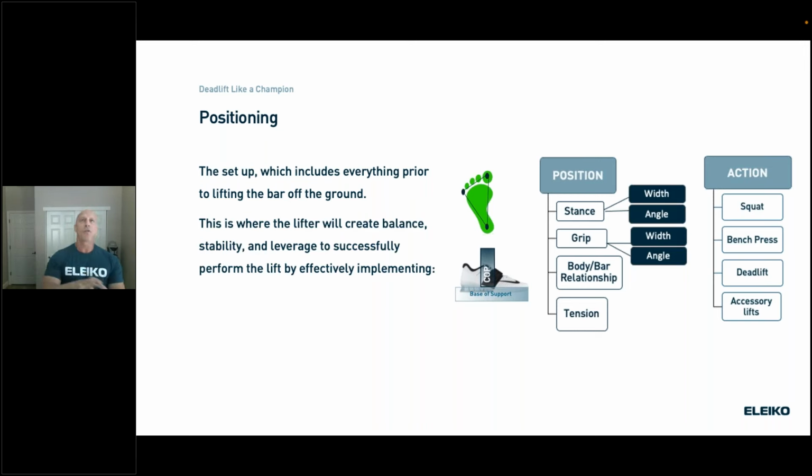The importance of your positioning, because it's the setup, is this is where you establish the balance and stability, which will then enhance the leverage that you're going to need to actually lift the loads. So setup has an absolute purpose: you're trying to get stable and balanced. Every lift, you have to be balanced, because if you're off balance, especially depending on the load you're using, then you have an opportunity for poor lifting technique. Better stability and better balance create better leverage, because you get yourself into a better mechanical position. So we're going to go through and talk about body-bar relationship, stance, grip, and then the tension.